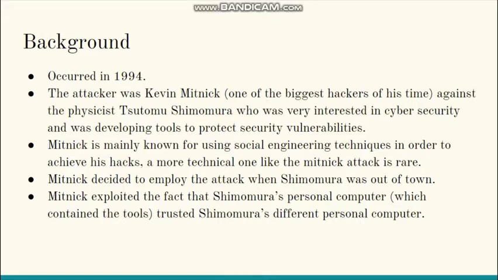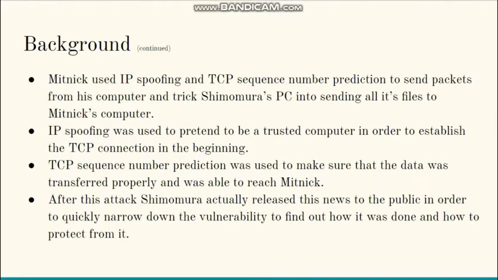But nonetheless, he set up the situation as advantageously as he could, finding out when Shimomura would be out of town and then running the attack. He exploited the fact that Shimomura's personal computer trusted Shimomura's other computers. Mitnick used IP spoofing and TCP sequence number prediction to send packets from his computer and trick Shimomura's PC into sending all its files to Mitnick's computer. The IP spoofing was used to pretend to be a trusted computer in order to establish the TCP connection in the beginning, and the TCP sequence number prediction was used to make sure that the data was transferred properly and was able to reach Mitnick properly.